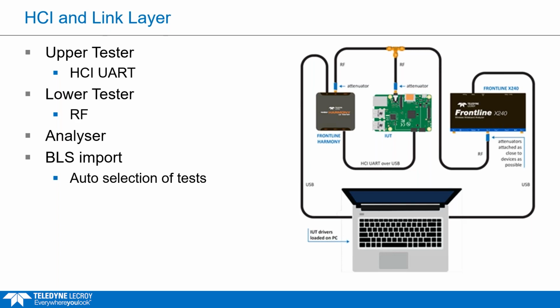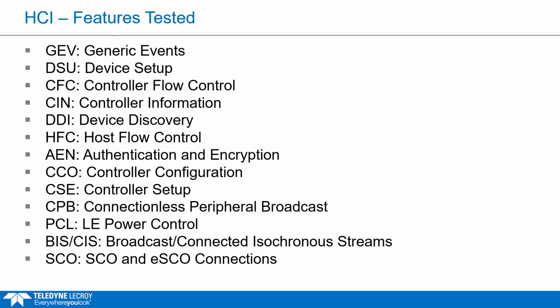And the user can also use the Bluetooth SIG's Launch Studio, so BLS, and that can be used to generate a BLS document, which creates a list of tests that are required. And that BLS document can be imported directly into the Harmony software, and that allows you to automatically select those tests. Or of course, if you want to do some investigation, you can pick and choose a particular test to run. And looking at the HCI first, there's a list of features here that are tested.